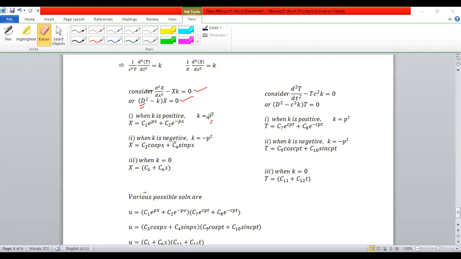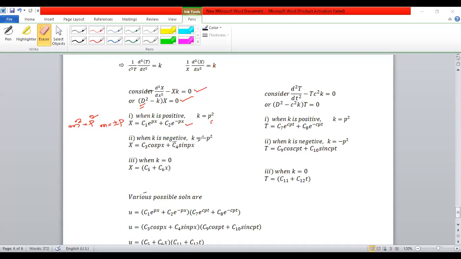This is a positive constant. Then the auxiliary equation will be m square minus k is equal to 0, and k is equal to p square. We get m square is equal to p square. Therefore, m is equal to plus or minus p. Both the roots are real and distinct. Therefore, rule number 1 is applicable. X is equal to c1 into e power px plus c2 into e power mx, where m is minus p, into x. This will be the solution when k is a positive constant.